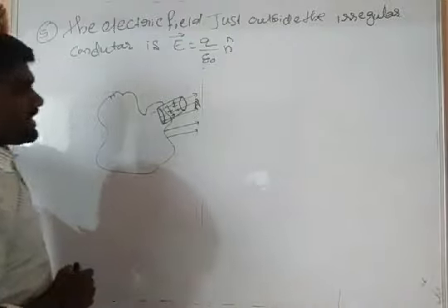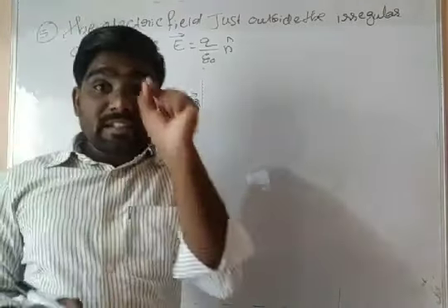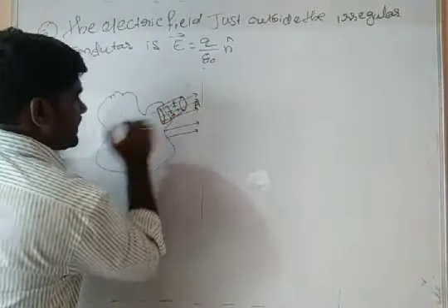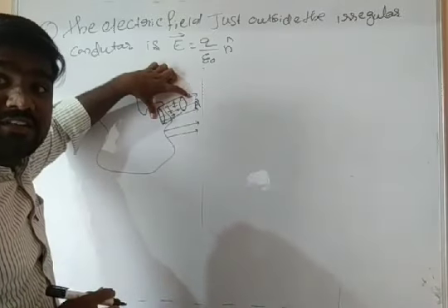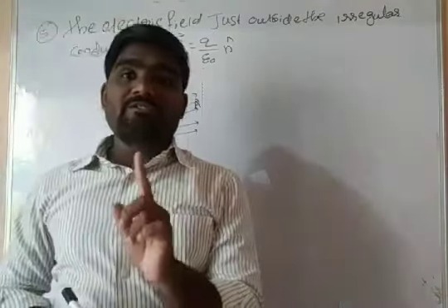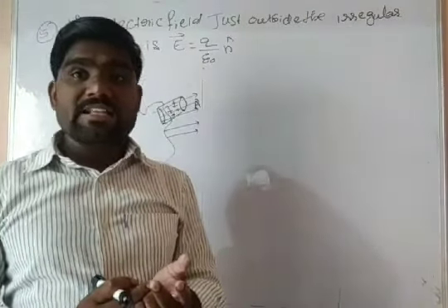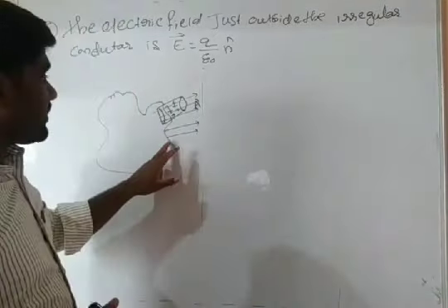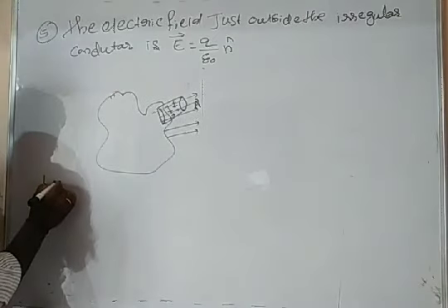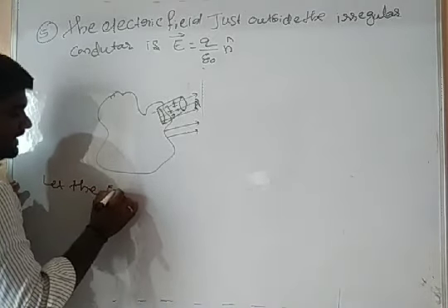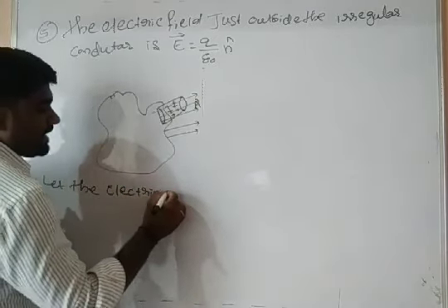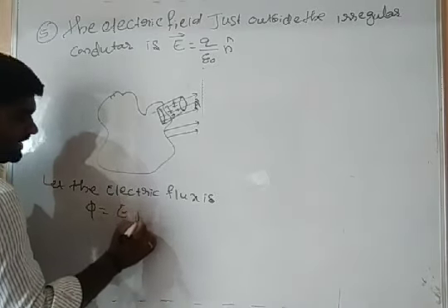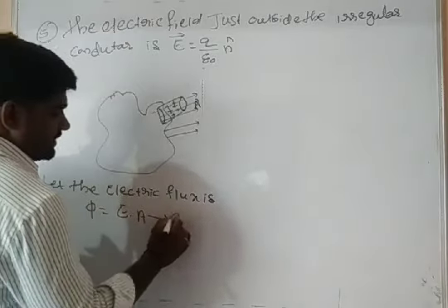See here, these are electric field lines. If there are electric field lines, there must be electric flux. This portion is taken as the Gaussian surface. Gaussian surface means we require Gauss law, electric flux, as well as surface charge density. From this we can conclude this derivation. Let the electric flux be phi. What is your electric flux? Phi is equal to E times A. Let us call this equation number 1.